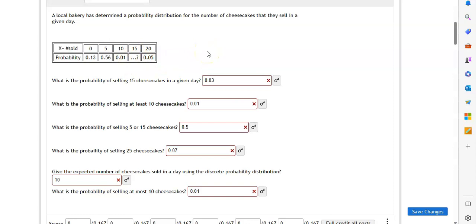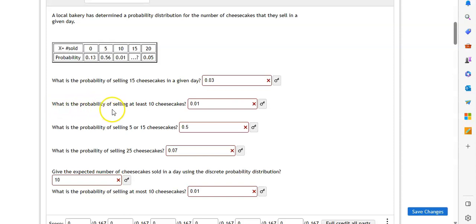So I'm going to add 0.13 to 0.56 to 0.01 and 0.05. And that gives me 0.75. And if I subtract 0.75 from 1, that'll make this answer 0.25. So the probability of selling 15 cheesecakes is 0.25. All right, now that we have that, let's answer some of these other questions.